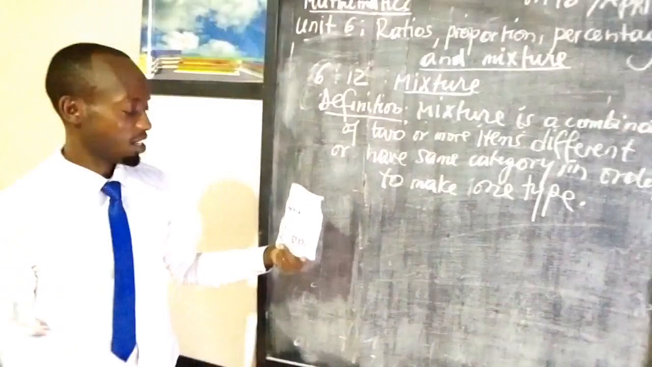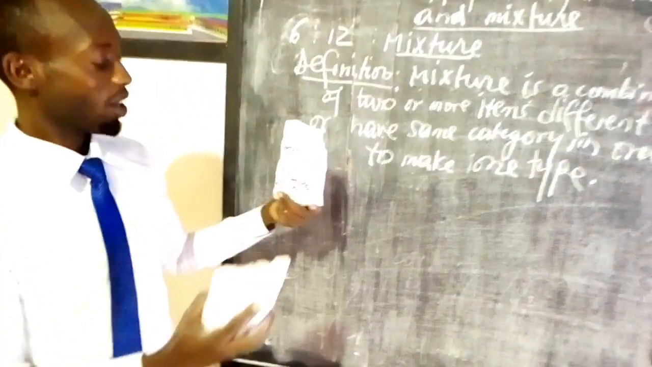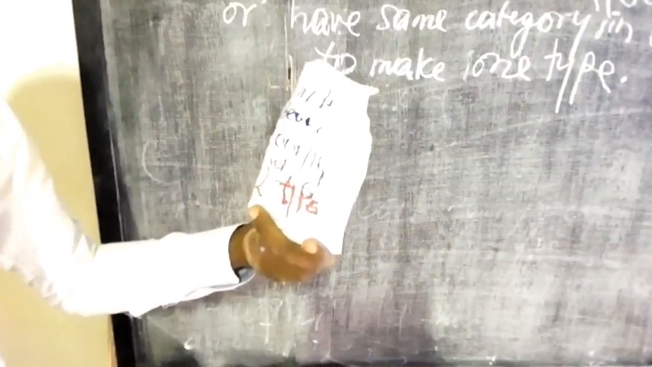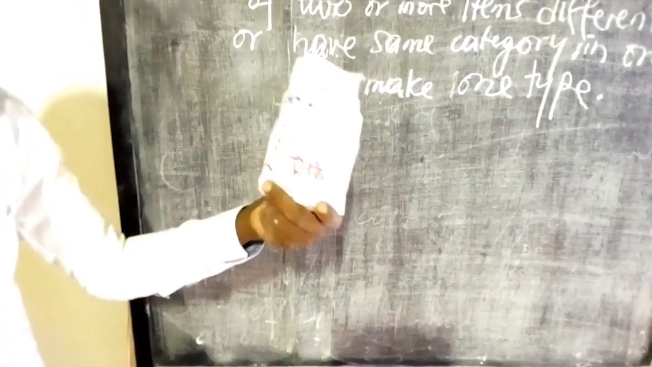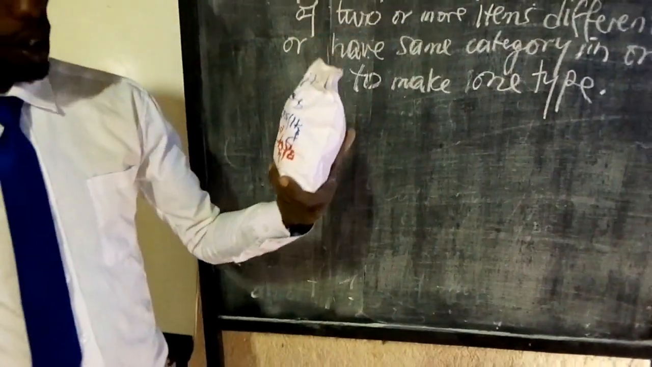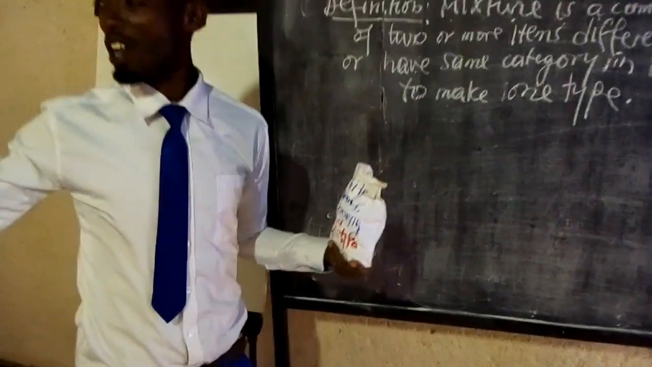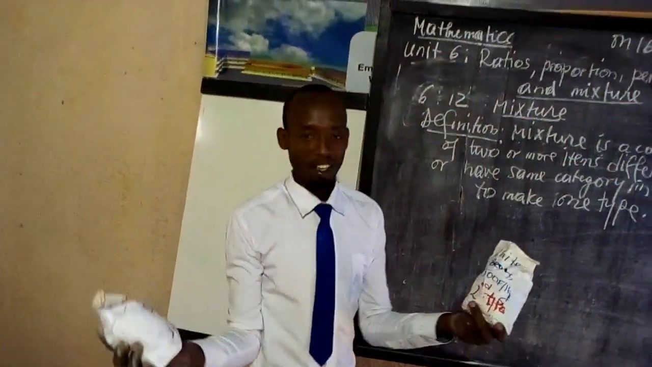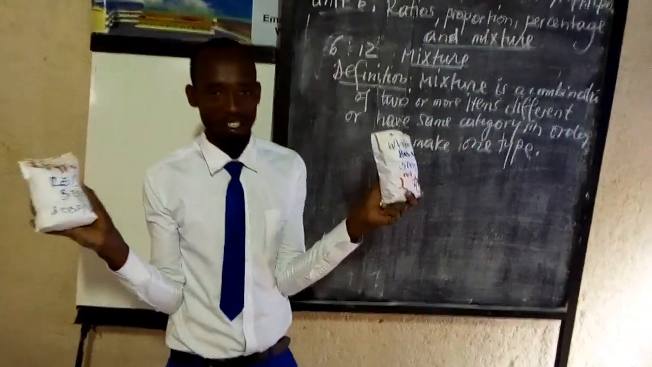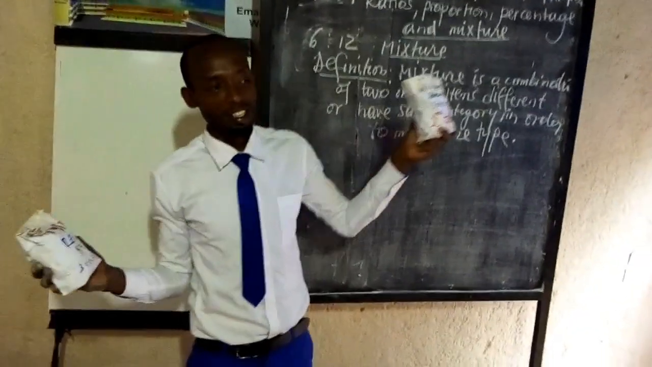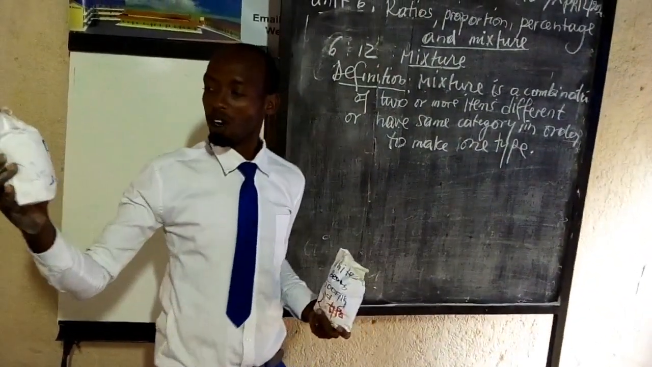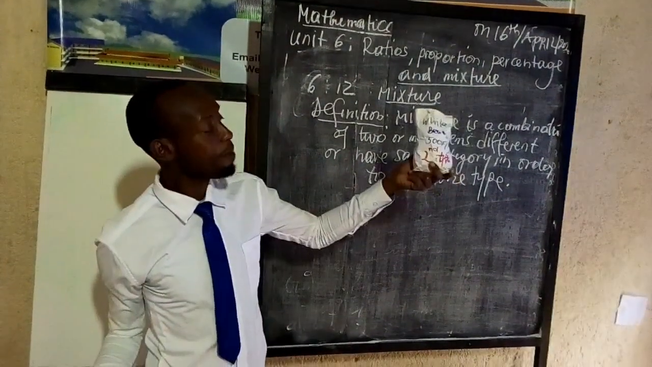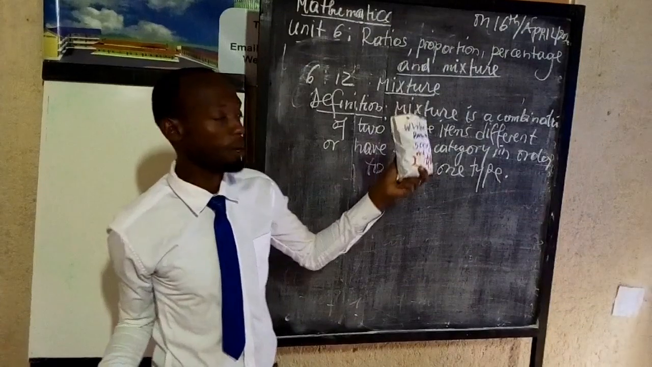By referring to the examples here in my hands, you see that I have 2 packages. There are white beans, which cost 500 francs per kilogram. That is the second type. And the first type I have contains red beans. Those are the 2 types I have in my hands. This is one type and this is another type.